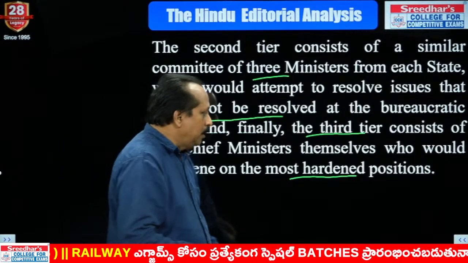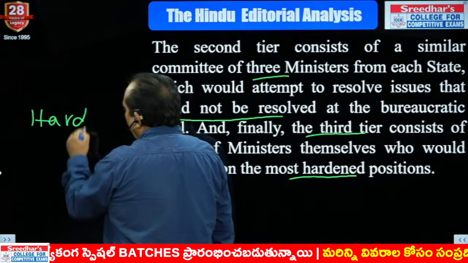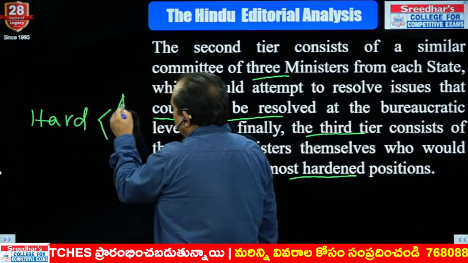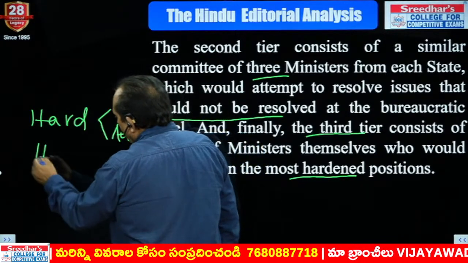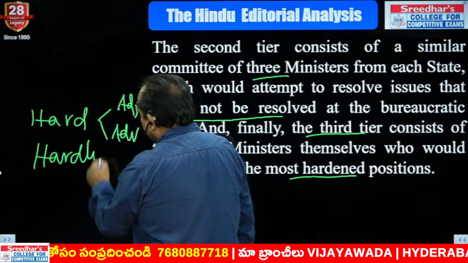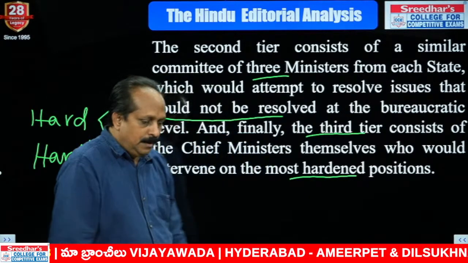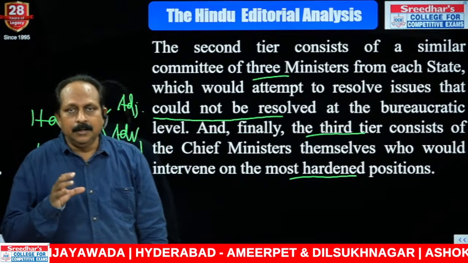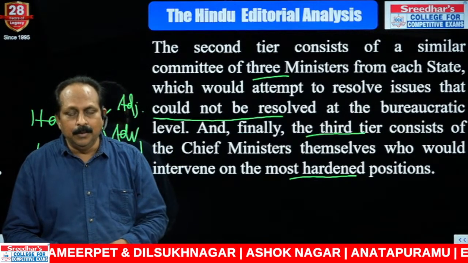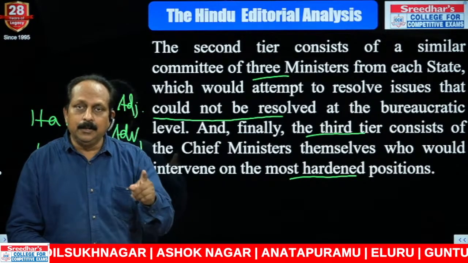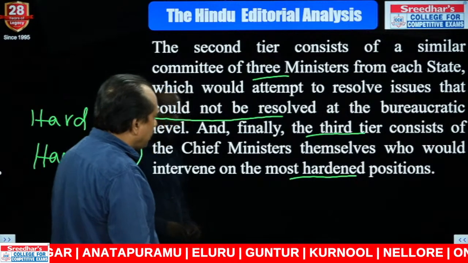And based on hardened positions, I would like to tell, if you take the word hard, it can be an adjective, it can be an adverb. And there's another word, only an adverb. Which one is that? Hardly. It is a hard thing. Here, hard is an adjective. He works hard. Here, it is an adverb. He hardly works. Negative connotation. Only an adverb. You have to recollect, very important from the exam point of view.